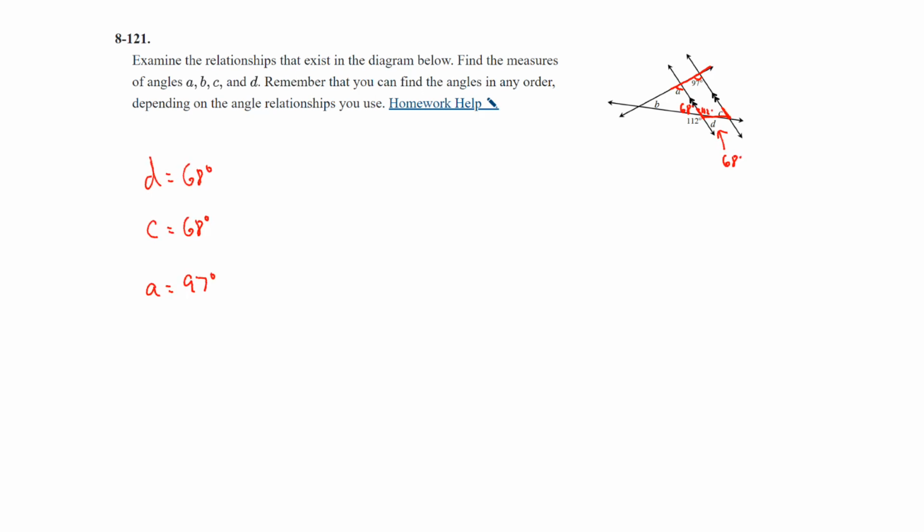And then since we know A is 97, we can use the triangle angle sum theorem to take 180 minus 97 minus 68, and that will give us an angle measure for B equal to 15 degrees. And so therefore, all three of these angles right here will add up to 180.